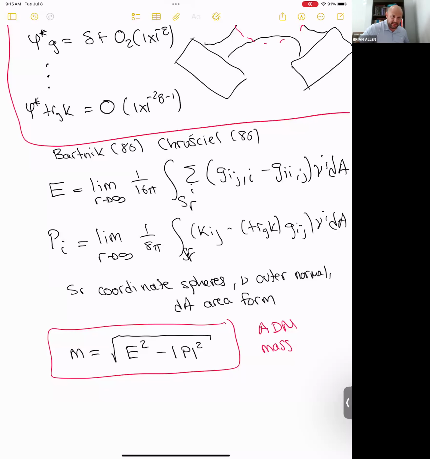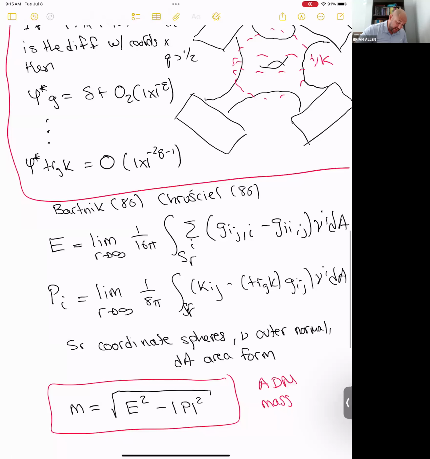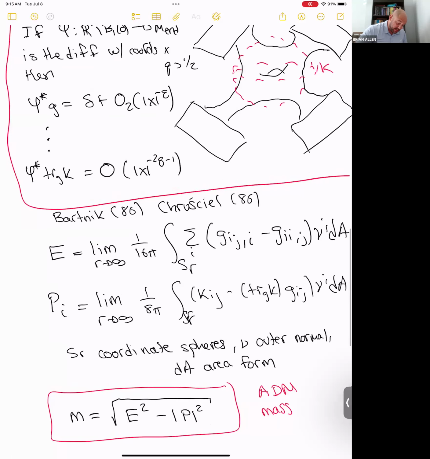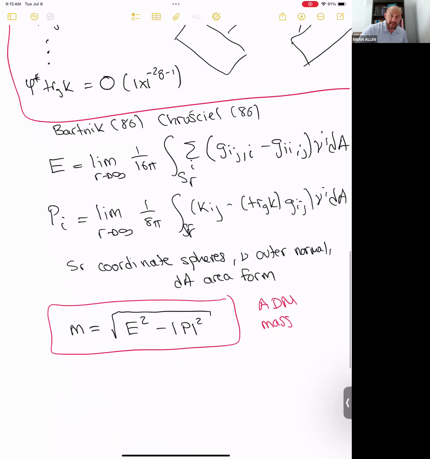So let's switch over to that now. And by the way, just to be clear, this mass is defined for each of the ends, right? So you can have any number of ends that you want. And for each of those ends, you'll get a diffeomorphism to R3 minus a ball, and you can define this E and PI for each of those ends. And again, we're going to take one end at a time.